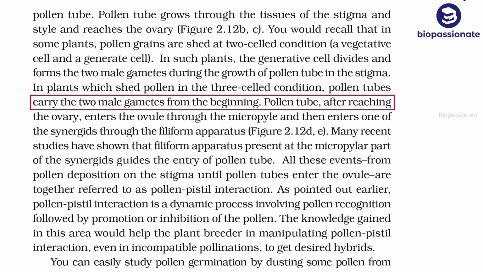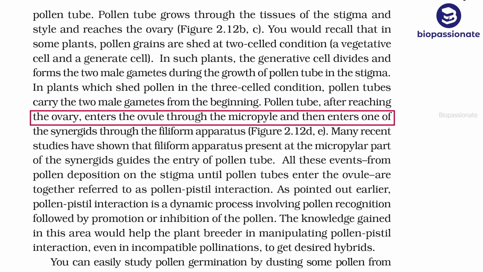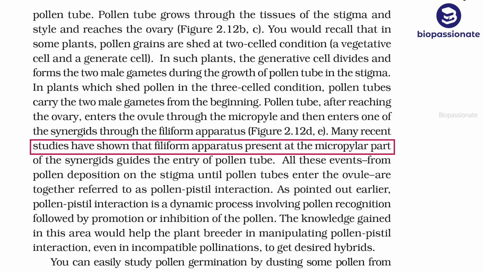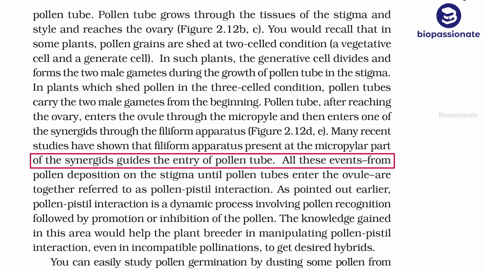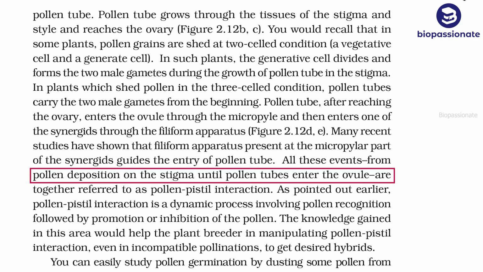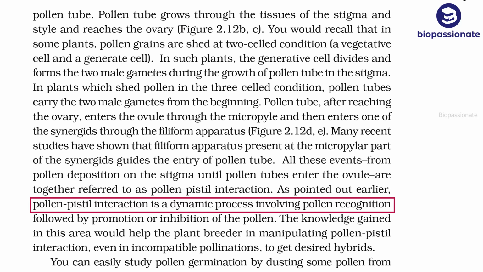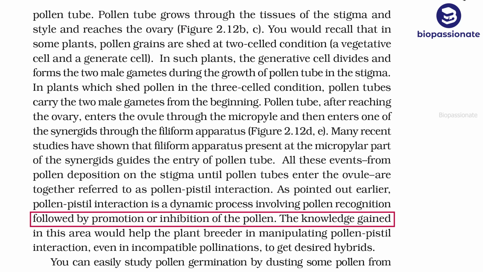The pollen tube, after reaching the ovary, enters the ovule through the micropyle and then enters one of the synergids through the filiform apparatus. Figure 2.12d and e. Many recent studies have shown that the filiform apparatus present at the micropylar part of the synergids guides the entry of the pollen tube. All these events from pollen deposition on the stigma until pollen tubes enter the ovule are together referred to as pollen-pistil interaction. As pointed out earlier, pollen-pistil interaction is a dynamic process involving pollen recognition followed by promotion or inhibition of the pollen.